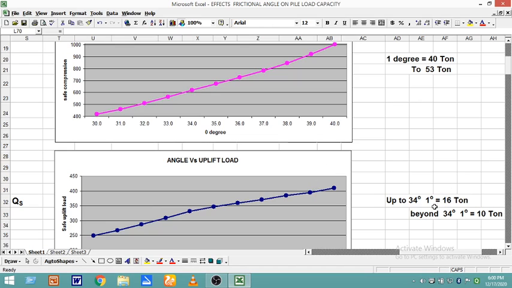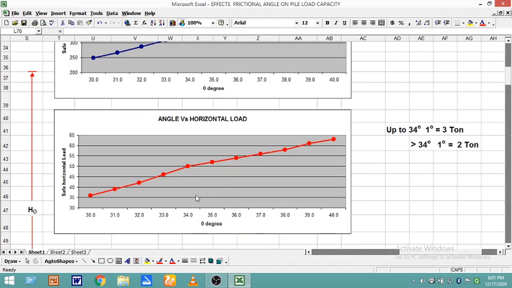So 1 degree up to 34.5 degree, 1 degree variation is 16 ton. Beyond 34.5 degree, variation is 10 ton. Since the earth pressure coefficient at 34.5 is 1.8.